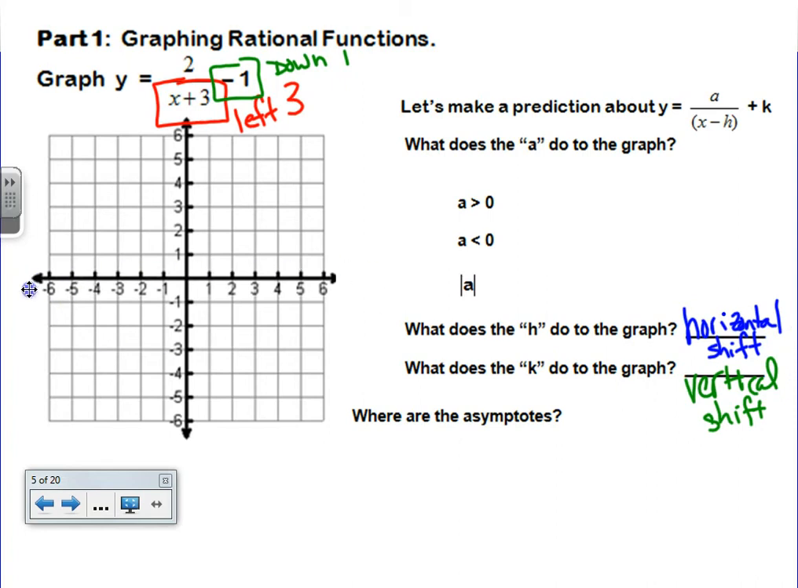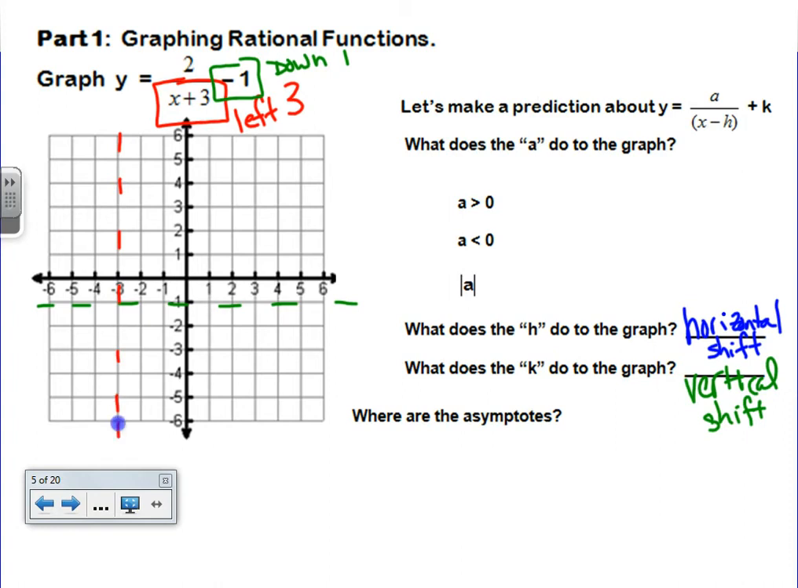So what that means for our horizontal and vertical asymptotes is our horizontal asymptote used to be at 0. But if I was shifting it left 3 and down 1, the left 3 doesn't affect a horizontal line, but the down 1 sure would. So instead of having a horizontal asymptote at 0, now you're going to have a horizontal asymptote at -1. And then your vertical asymptote is also shifted left 3 and down 1. Well, the down 1 doesn't do anything to a vertical line, but the left 3 sure would. So your vertical asymptote is now at -3.